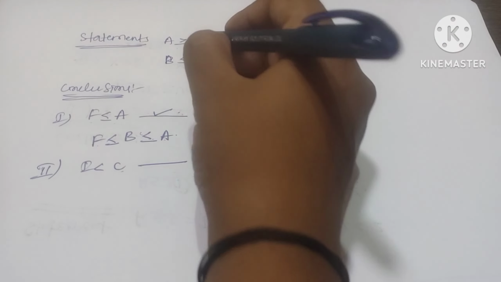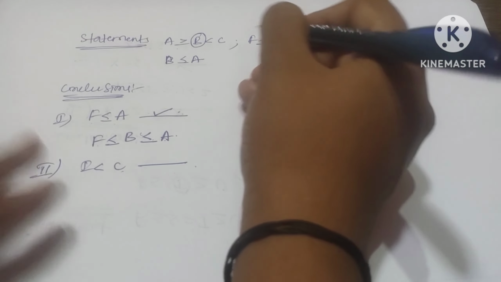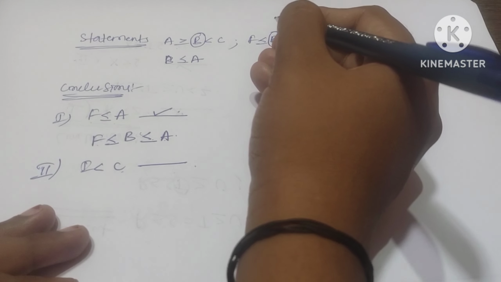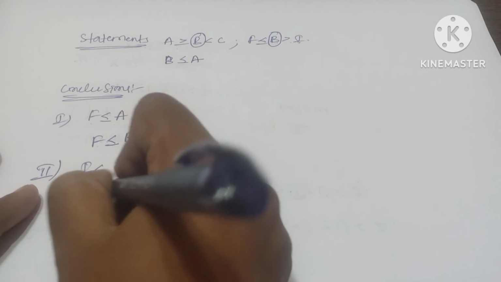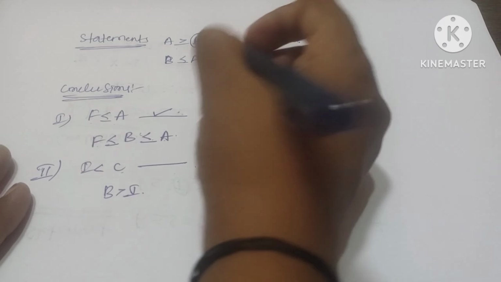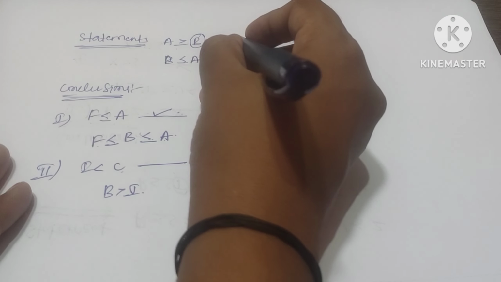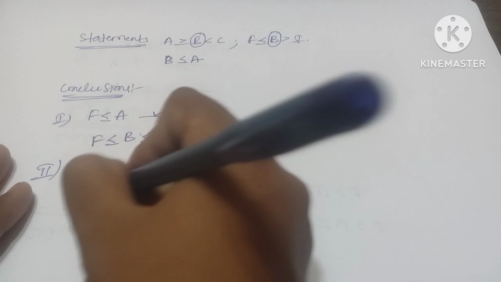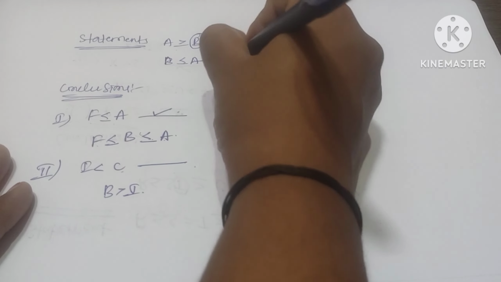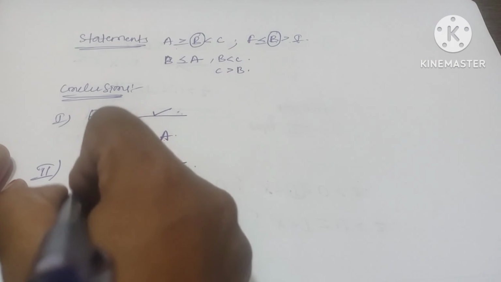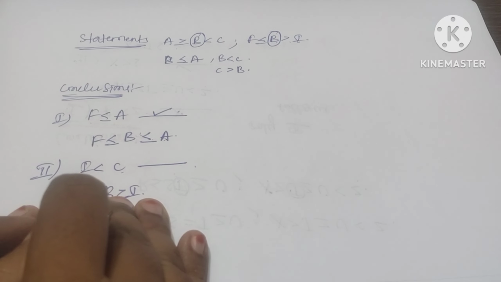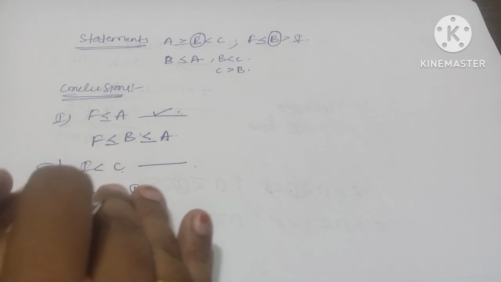So, first we have to take the common letter, right? Now, here B is the common letter. B is greater than I, right? B is greater than I and B is less than C. If B is less than C, how we can write this? It means C is greater than B, right? So, C is greater than B. We can write it as C is greater than B.